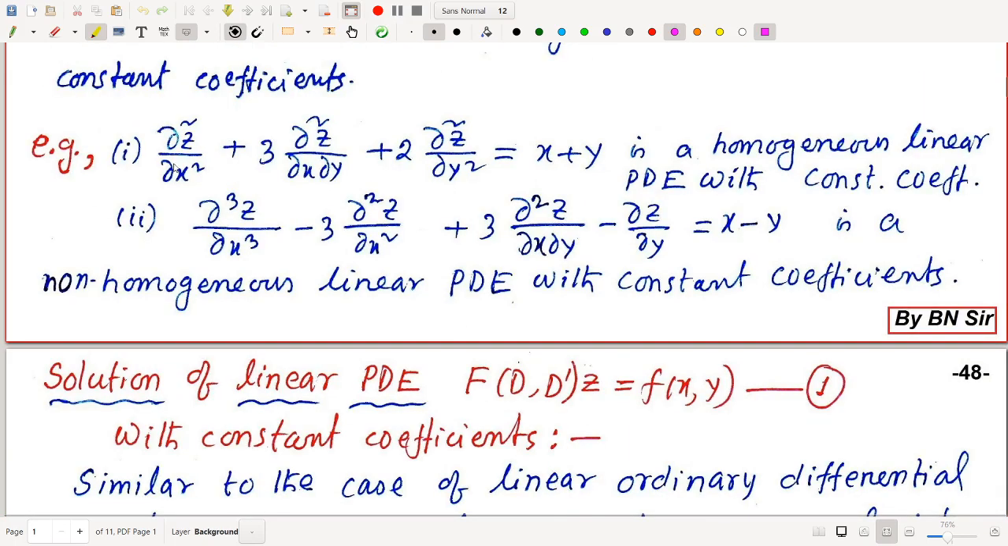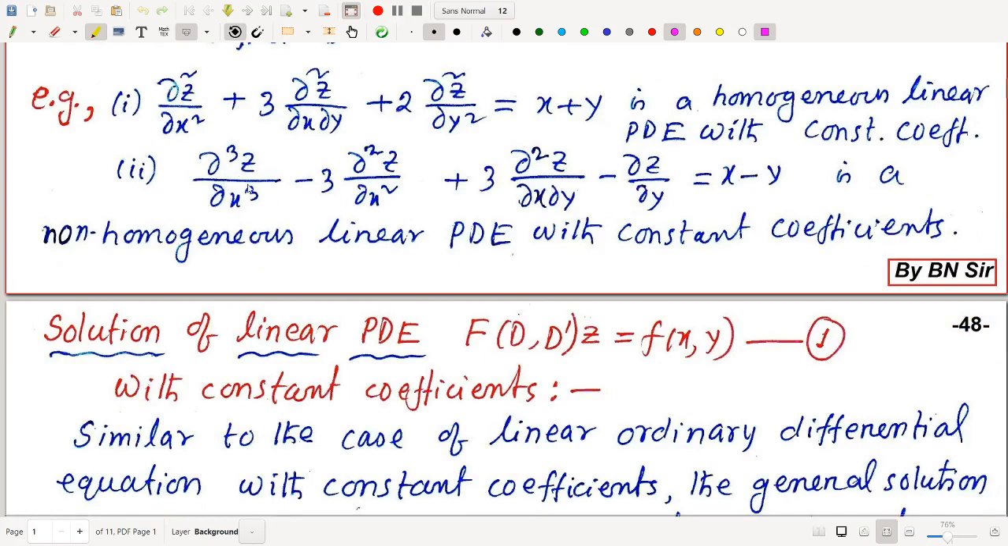For example, ∂²z/∂x² plus 3 ∂²z/∂x∂y plus 2 ∂²z/∂y² equal to x plus y is a homogeneous linear PDE with constant coefficients. Coefficients are constant and the order of derivative in every term is second order, so it is homogeneous.